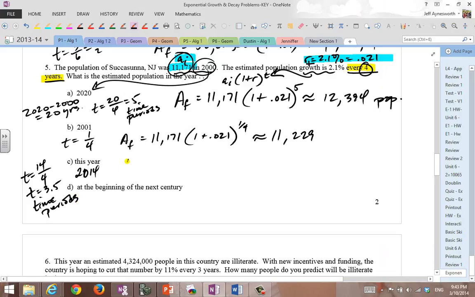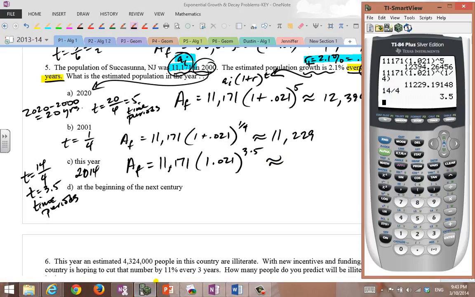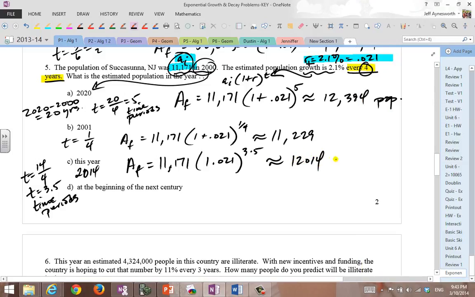So my future amount here would be 11,171 times 1.021 raised to the 3.5. All right, but what's that? I don't know, we've got to figure it out. 11,171 times quantity 1.021 raised to the 3.5 power. That's about 12,014 people.